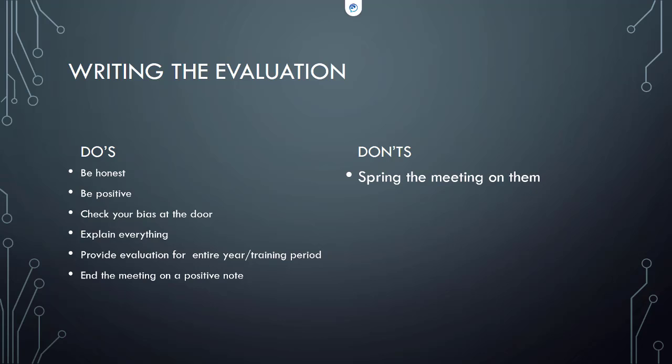A few don'ts. Don't spring the meeting on them. Let them know at least a week in advance when you want to sit down with them and review the evaluation. It shouldn't be a surprise attack. Don't embellish or sugarcoat. You're hiding things that need to be corrected. Don't hide things that need to be corrected.